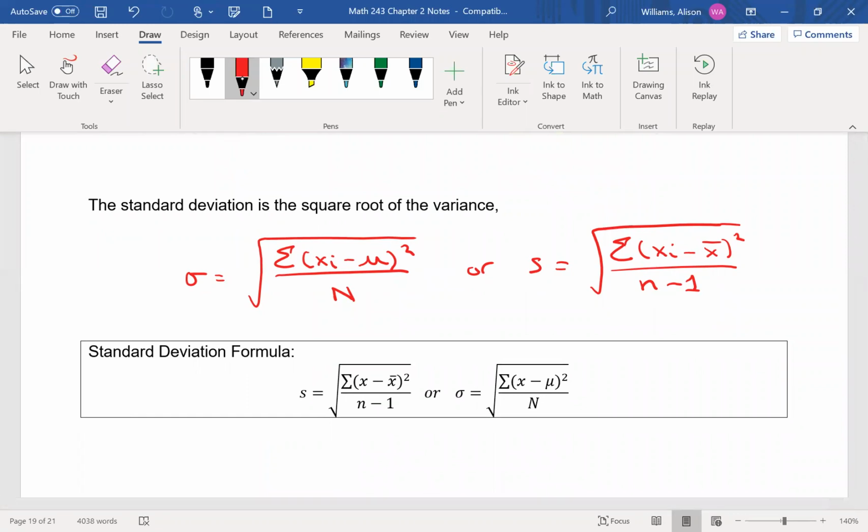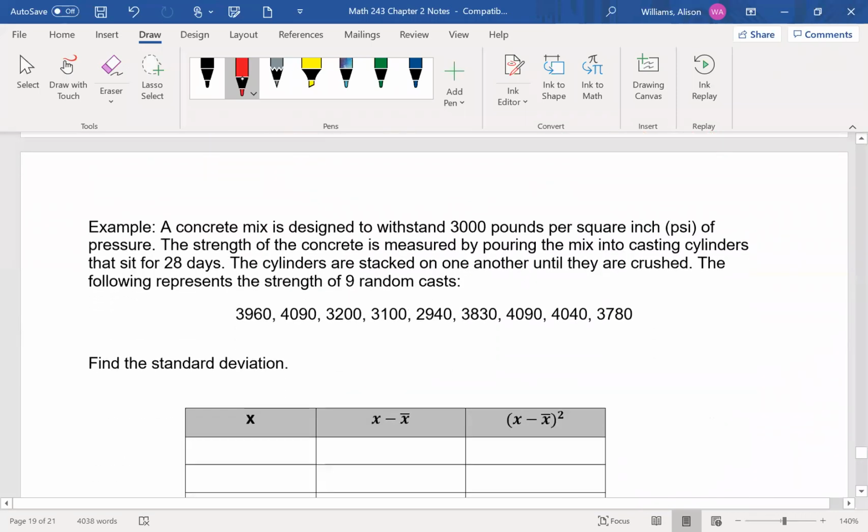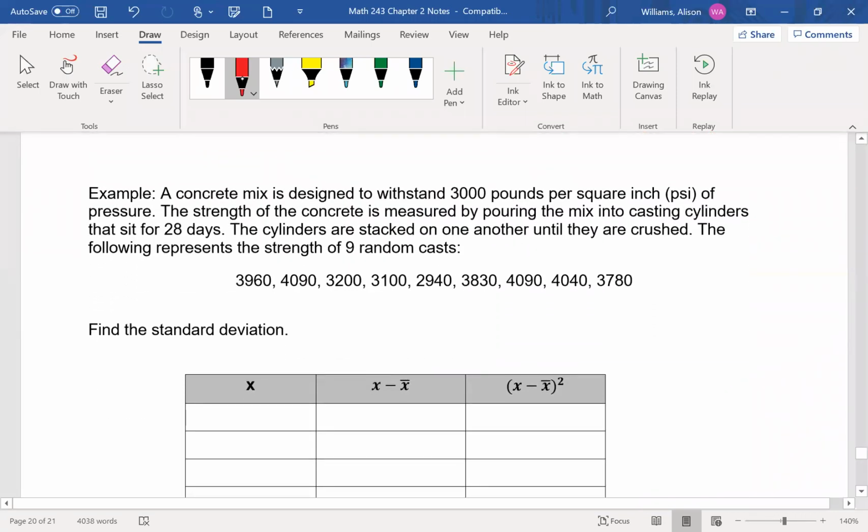And I just want to say that the standard deviation is kind of an average value of how far data is from the mean. Okay, so here we go. So we have this data set, and it represents 9 random casts, so they're taking a sample here.